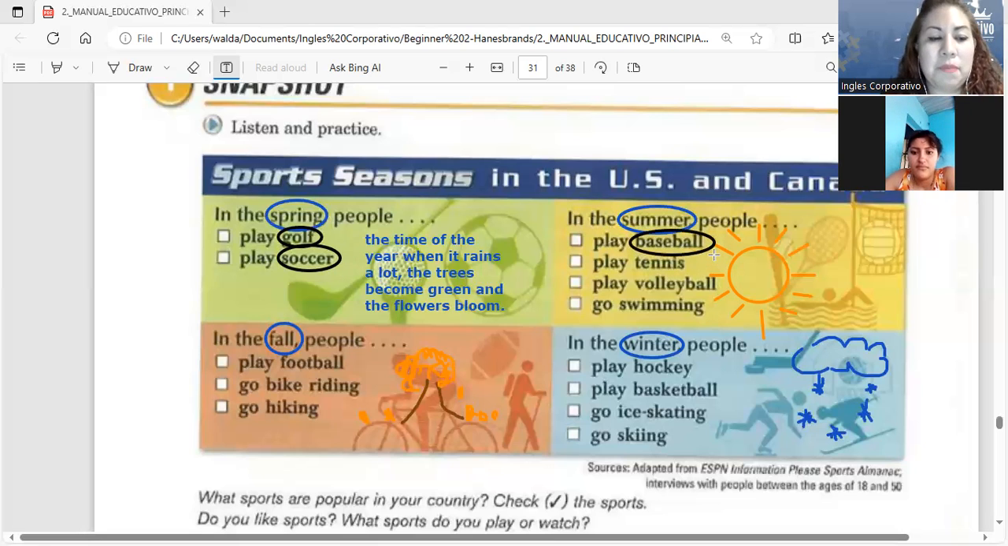You understand baseball, right? Yeah, you understand baseball. Okay. And then we have tennis. You understand tennis too, right? Yeah, exactly. And then we have volleyball. Yeah, very good. And then you have swimming. Swimming.